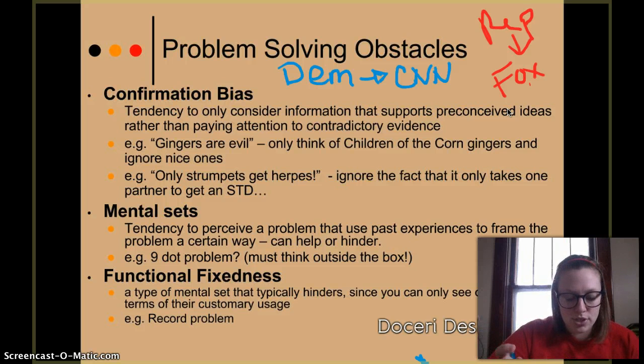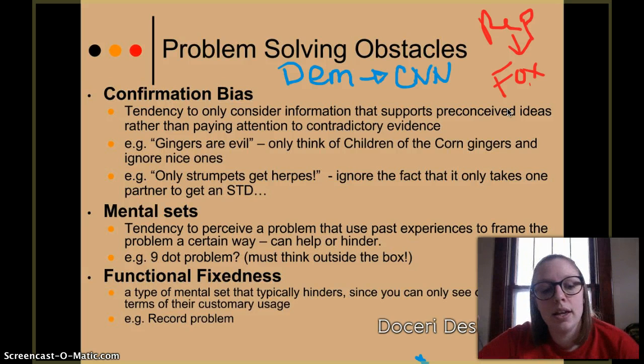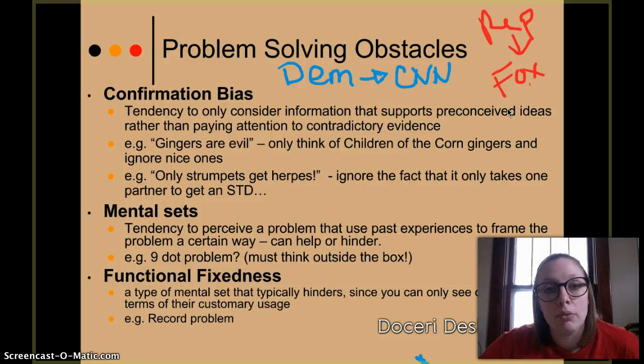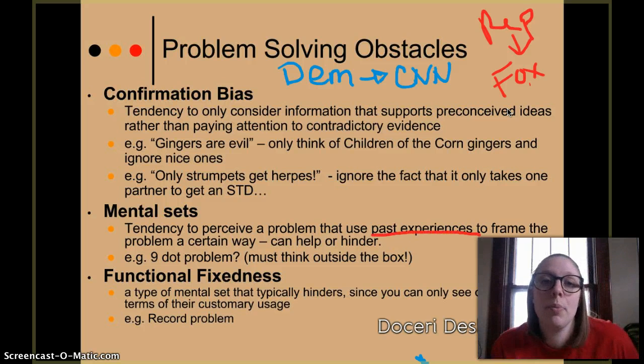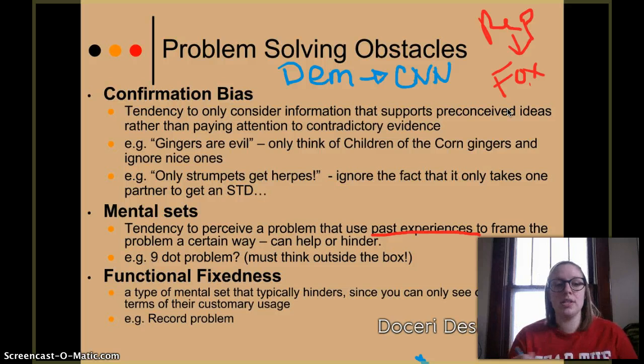Okay, so mental sets. This is the tendency to use past experience to frame a problem in a certain way. This can help or hinder. So this is like saying, think of a coal miner. Who do you think of? Probably a man, right? You don't think of a woman. Even though a woman's capable of doing the job, you wouldn't have thought of her because your past experience has never indicated to you that women are doing that job. So this is how your mental set can limit your problem-solving ability because it can limit the number of things that you actually think of.